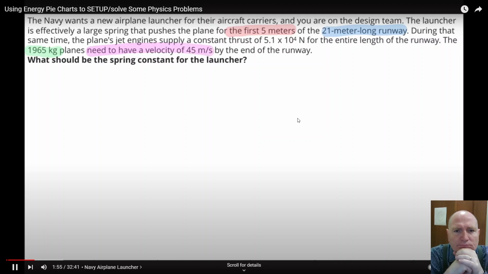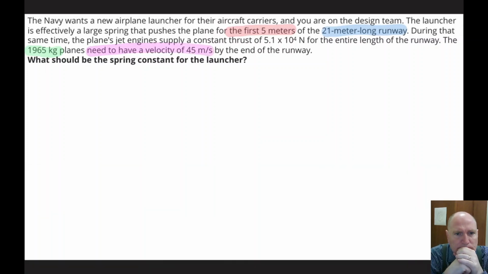Into the runway. So I want to know, what would the spring constant be for this launcher? To be consistent with a lot of the lecture material that you took notes on, we're going to use the energy pie charts as a way to set up the problem. And so in the initial part of the problem, we have some spring energy and we have some work done by thrust. So I'm going to put W_T.